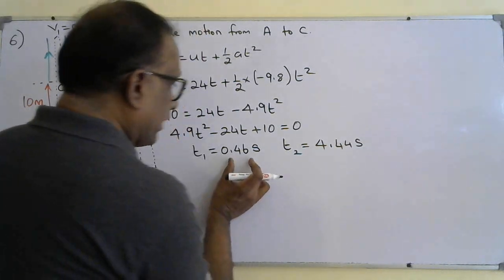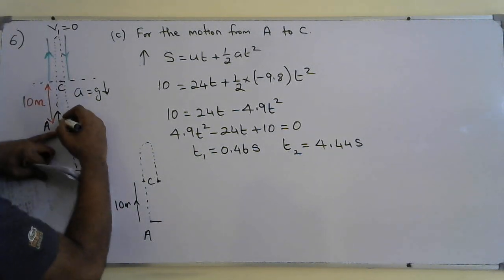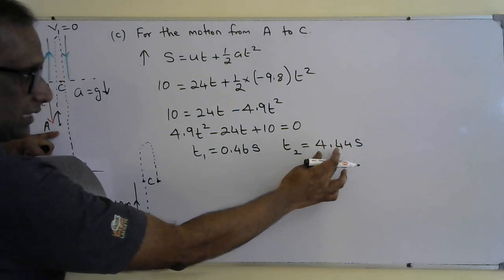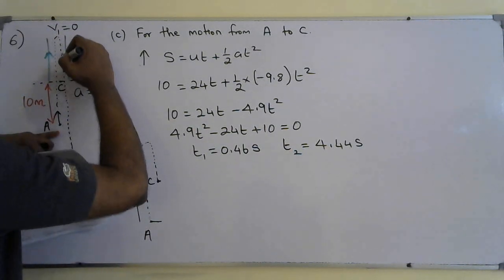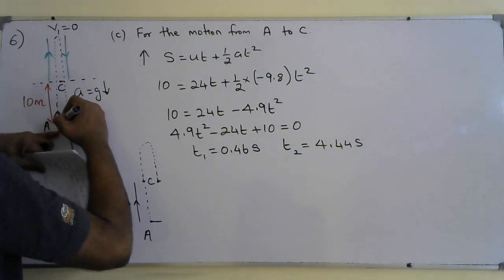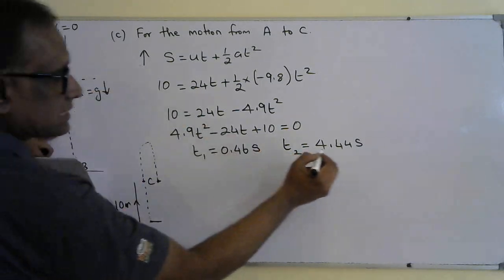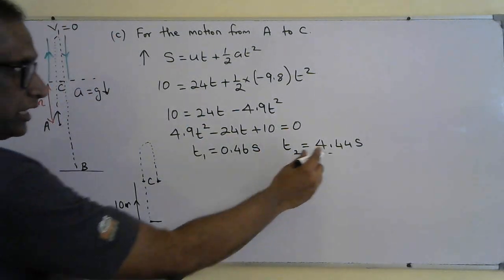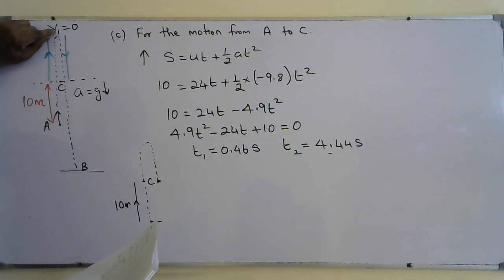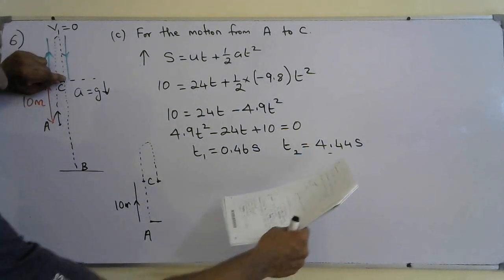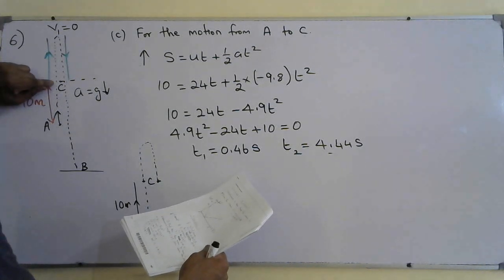So the smaller value, 0.46 second, is the time when it is moving from A to C in the upward direction. This is the longest time, that is, after reaching the highest point, to come back to C. The total time to move from here to the highest point and then come back to C is 4.44. So during 4.44, it has moved from A to the highest point, then has come back to C. That is 4.44. 0.46 to move from A to C.